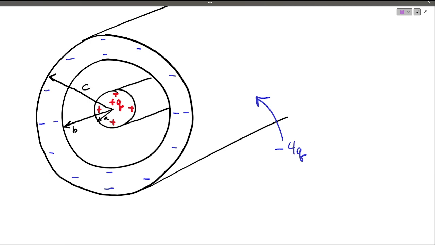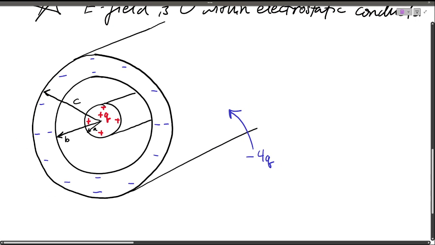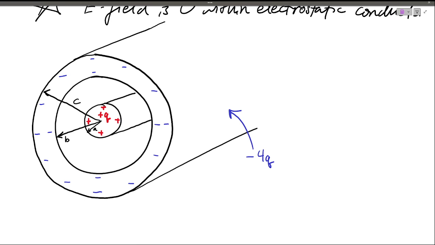So a pretty common FRQ question is going to ask you, what is the E field when the radius is less than A? What is the E field when the radius is between A and B? And what is the E field between radius B and C? And then what is the E field outside of radius C?